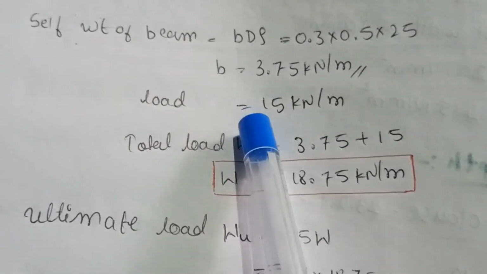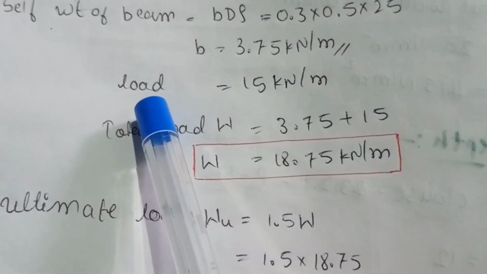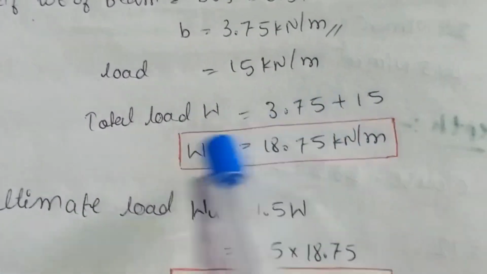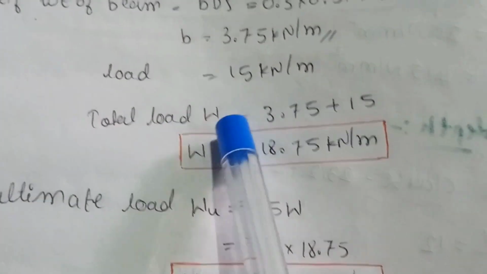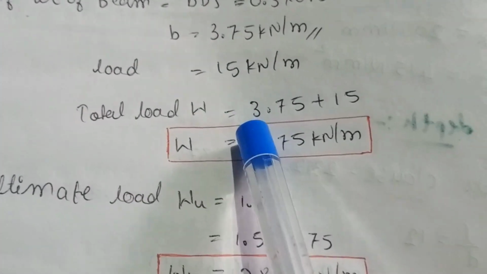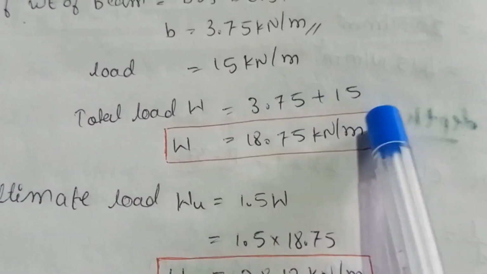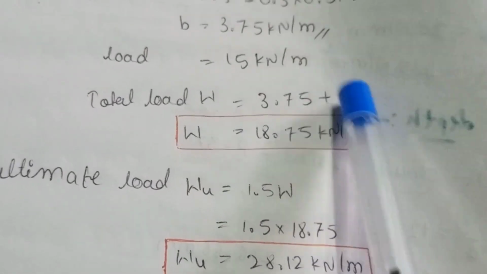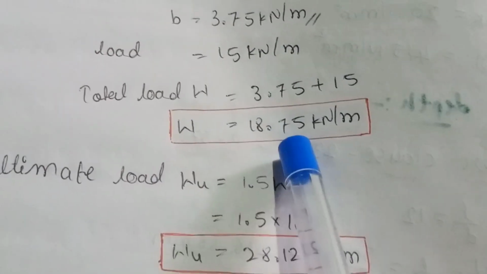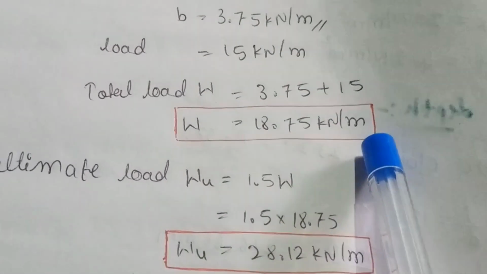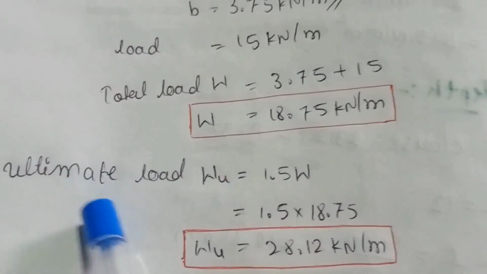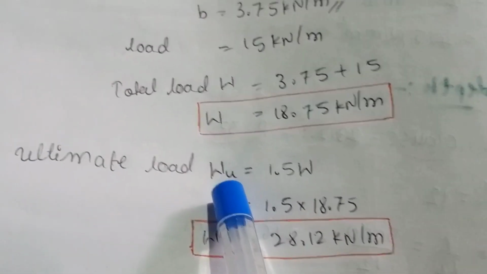After that we have to add load which we have got in our problem. They have given load is equal to 15 kN per meter. So to find out the total load, we have to add self weight of the beam plus load, that is nothing but 3.75 plus 15. After simplifying this, we'll get our total load is equal to 18.75 kilonewton per meter.